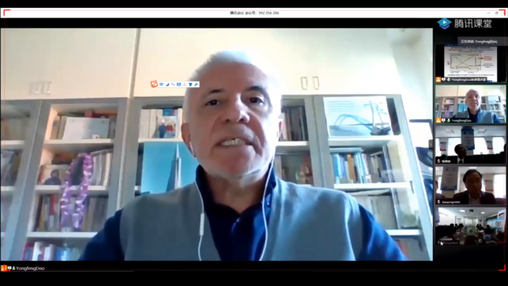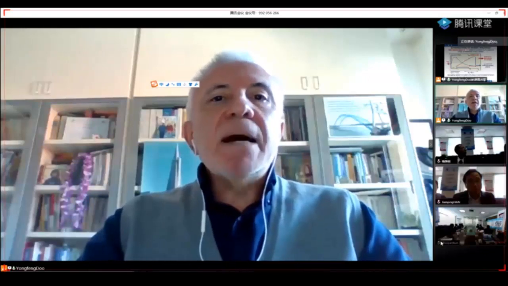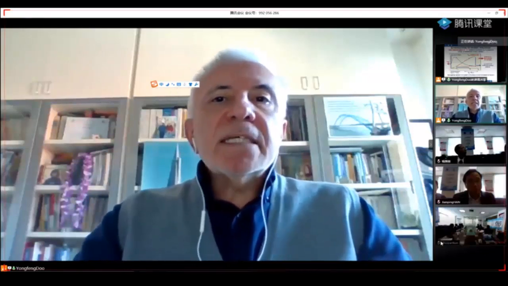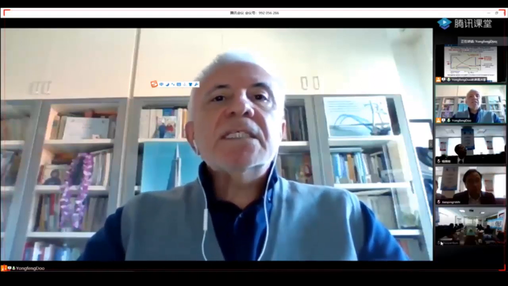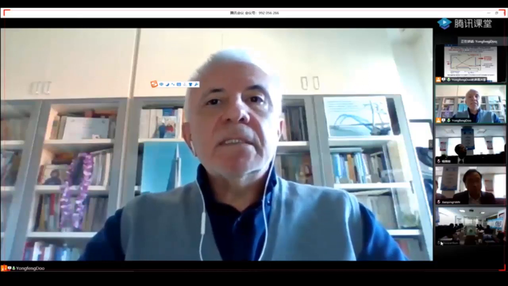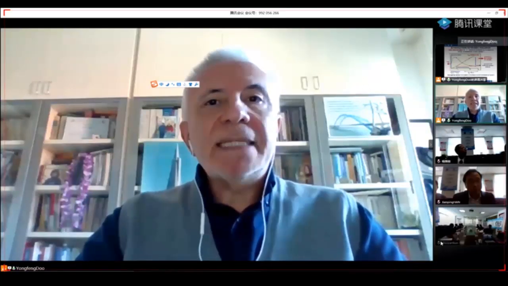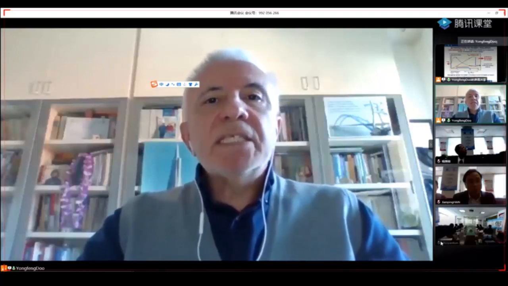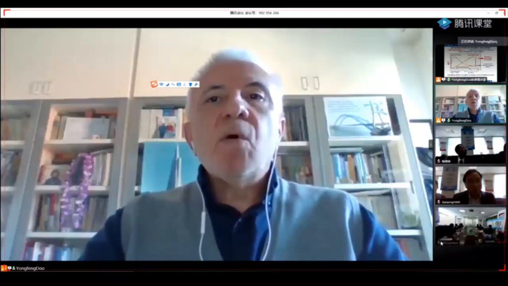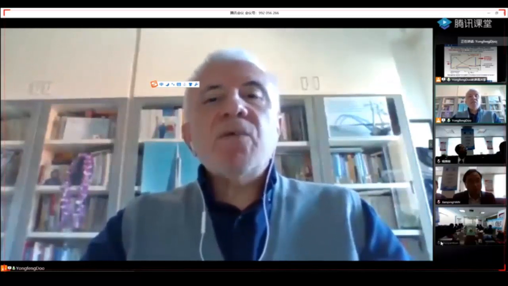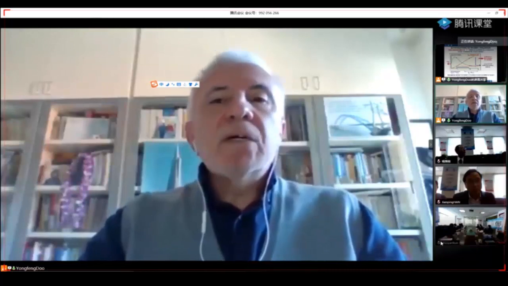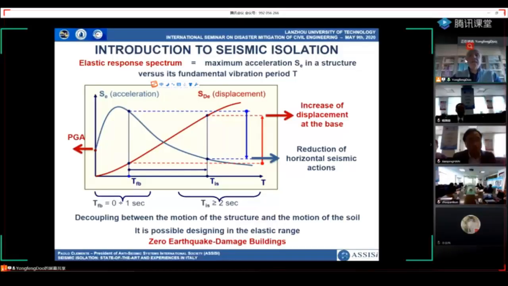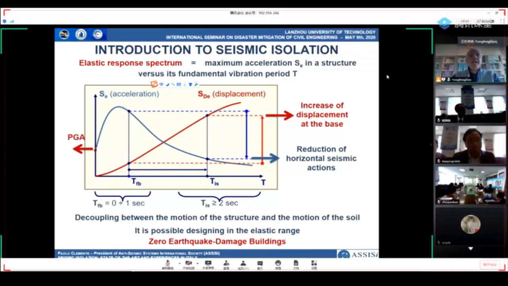Seismic isolation increases the fundamental period of vibration, usually more than 2 seconds, so that acceleration can be reduced significantly. This reduction is offset in terms of displacement. Displacement increases with the period of vibration, red line in this diagram, but these displacements can be concentrated at the base of the building, while the superstructure behaves almost like a rigid body. In such a way, we realize the so-called decoupling of motion between the motion of the structure and the motion of the soil, and it is possible designing in the elastic range. In other words, to obtain what I call a zero earthquake damage building.